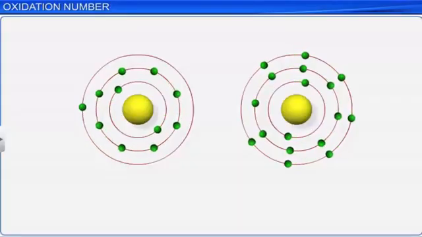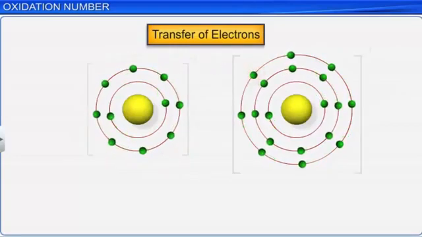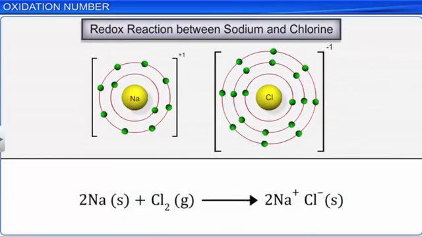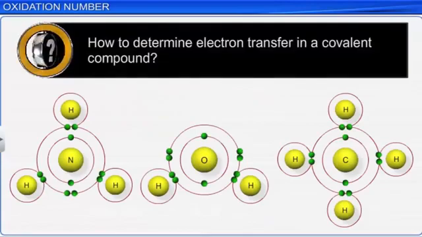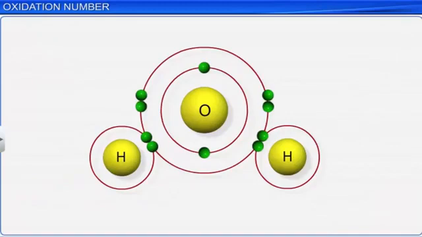We learned that in redox reactions, transfer of electrons takes place. For example, if you look at the ionic reaction between sodium and chlorine, it is clear that sodium loses an electron and chlorine gains an electron to form sodium chloride. But how does one determine an electron transfer in the formation of a covalent compound like water?